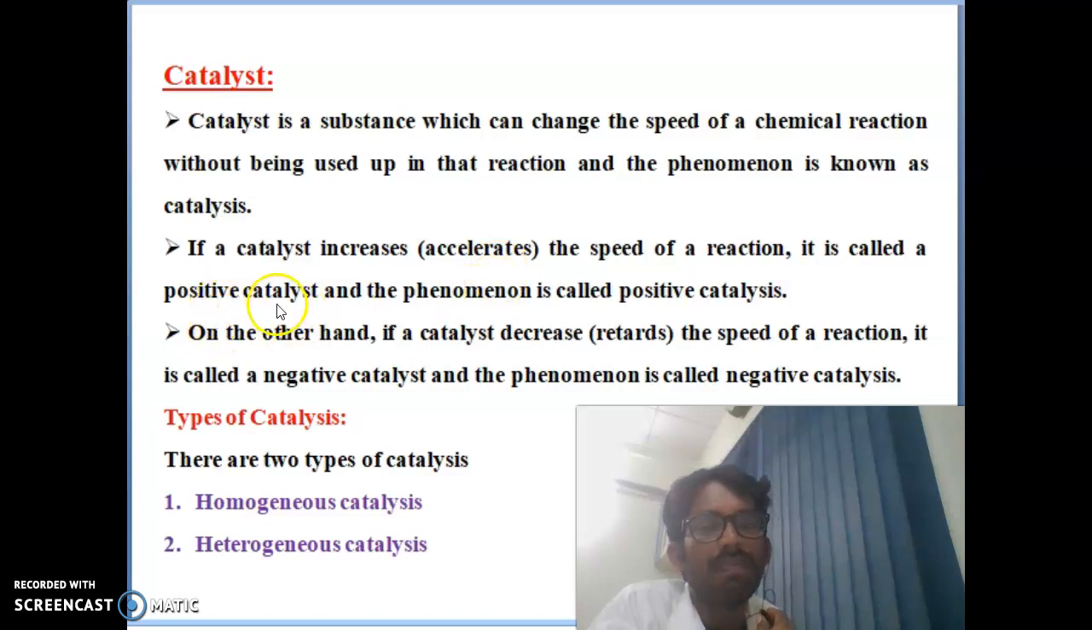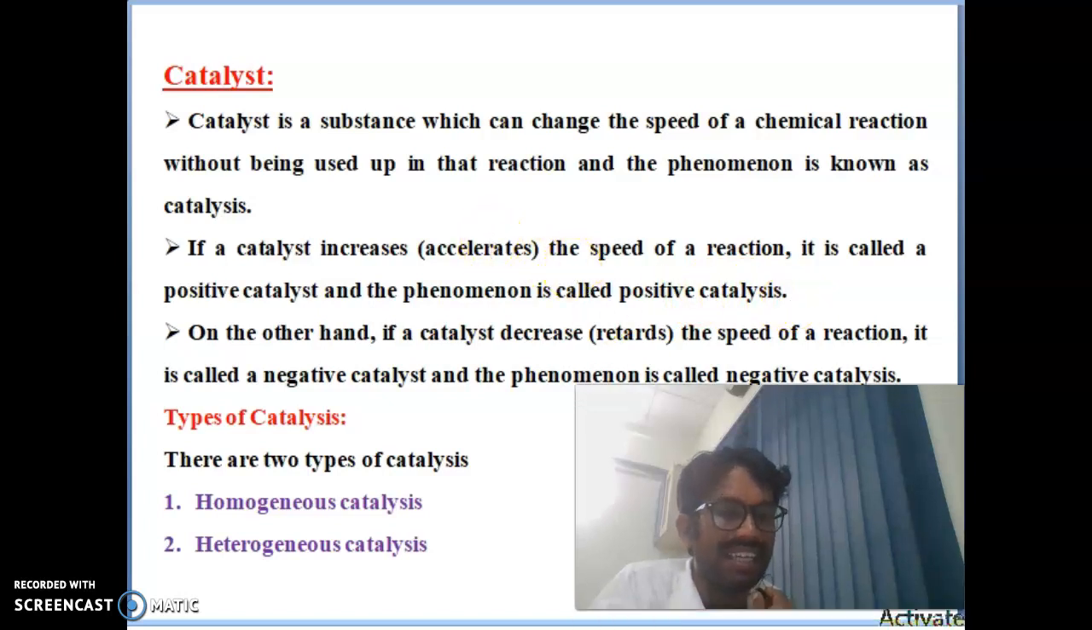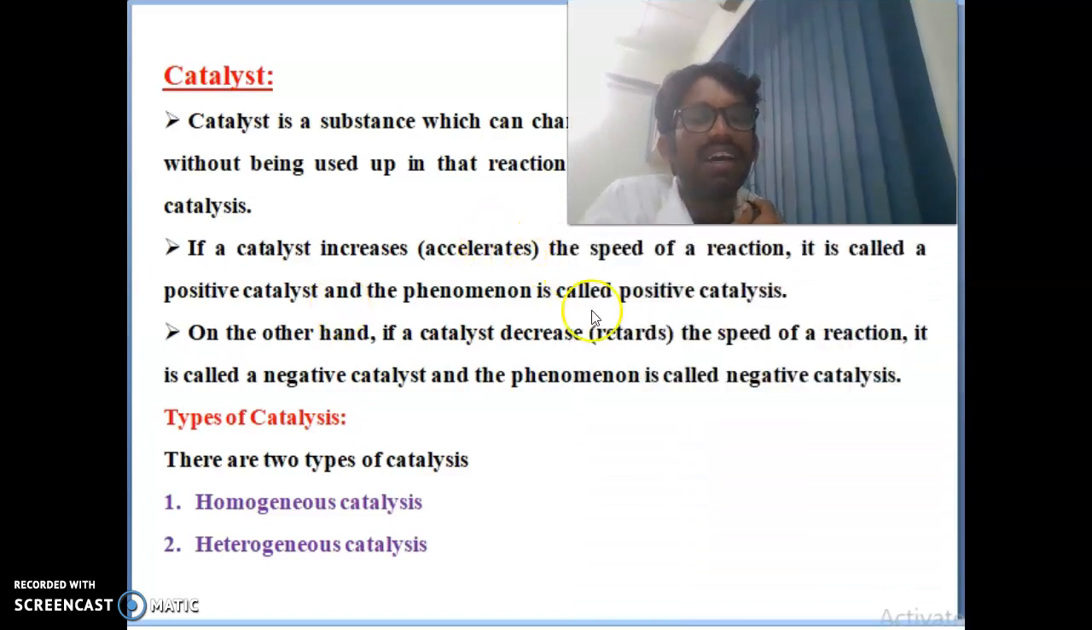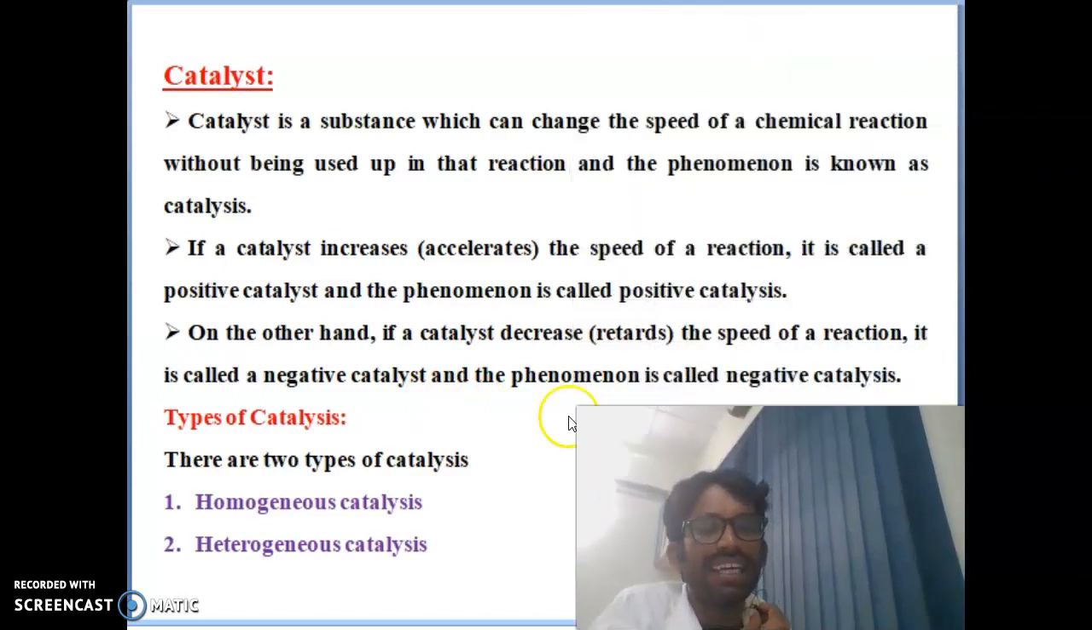is called a positive catalyst, or simply the phenomenon is called positive catalysis, which accelerates the reaction. And next one you can see, on the other hand, a catalyst that decreases or retards the speed of the reaction is called negative catalysis. The phenomenon is called negative catalysis. The types of catalysis are mainly two types, homogeneous catalysis and heterogeneous catalysis.